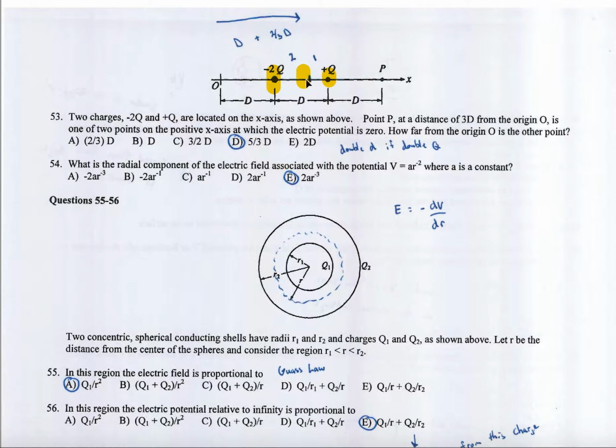It means you're 2/3 of the way here. So how far are you away from the origin? Well then, 5/3 of D.